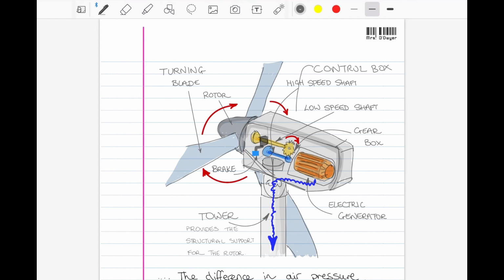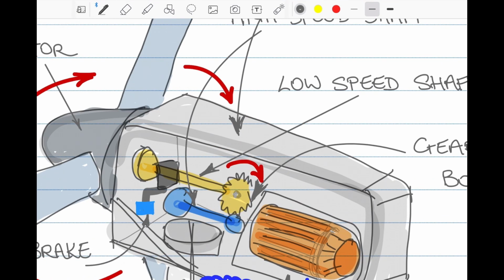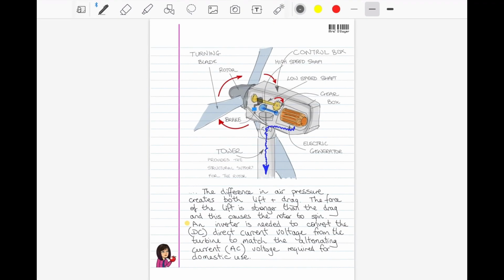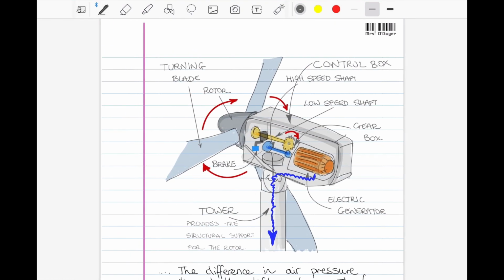Okay, so there's my control box. Essentially, the box that surrounds everything. It keeps it all in place, tidy, and all that sort of thing. All right, so control box. So where were we? Blades turn, the rotor turns the gears, which are inside the control box.